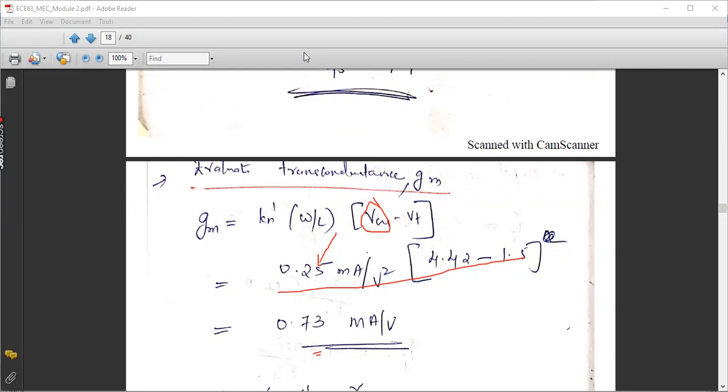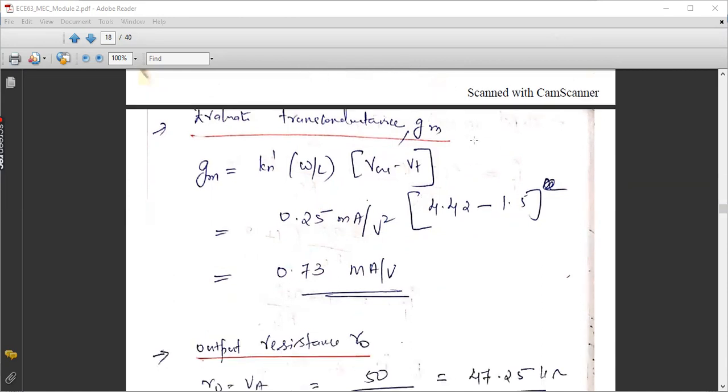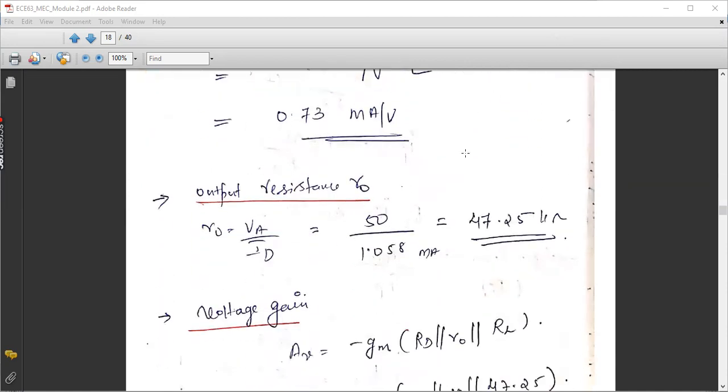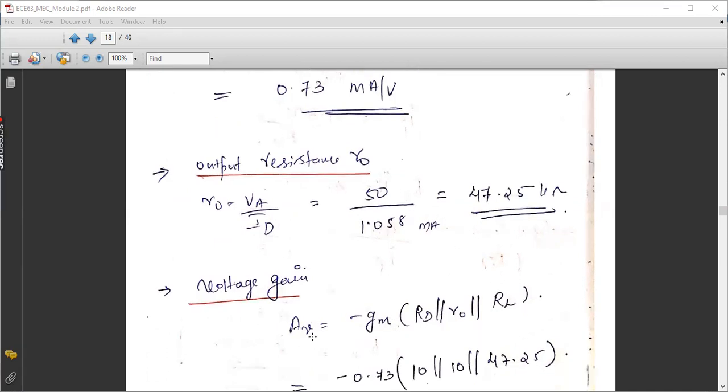So let me complete at least the voltage gain. Once you calculate GM, the next thing we have to do is calculate R0. R0 is what? VA by ID. Already VA is given to you. ID we have computed. So R0 will be there with you. After finding R0, GM, everything, we can find AV, right? By the equation minus GM into RD parallel R0 parallel RL.